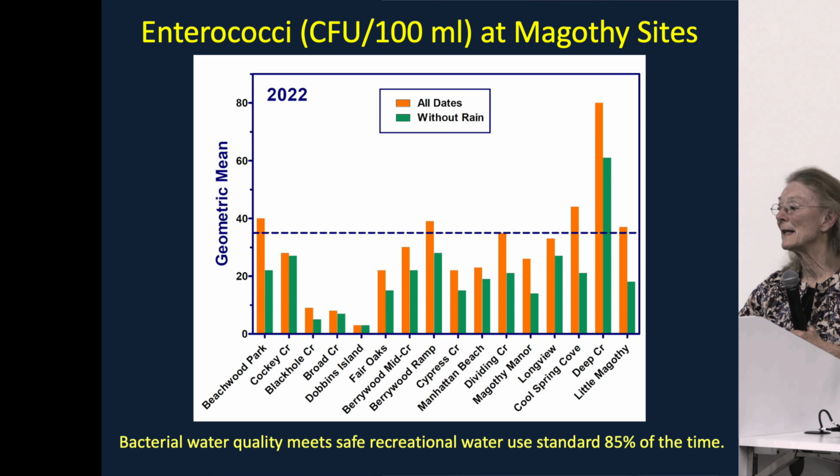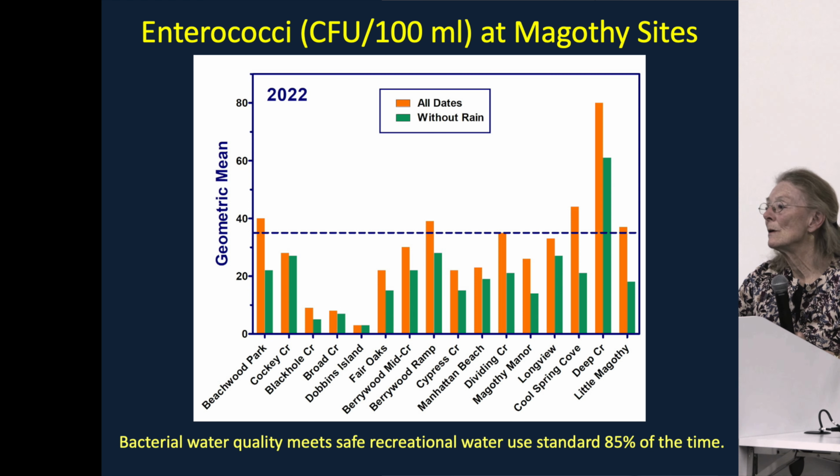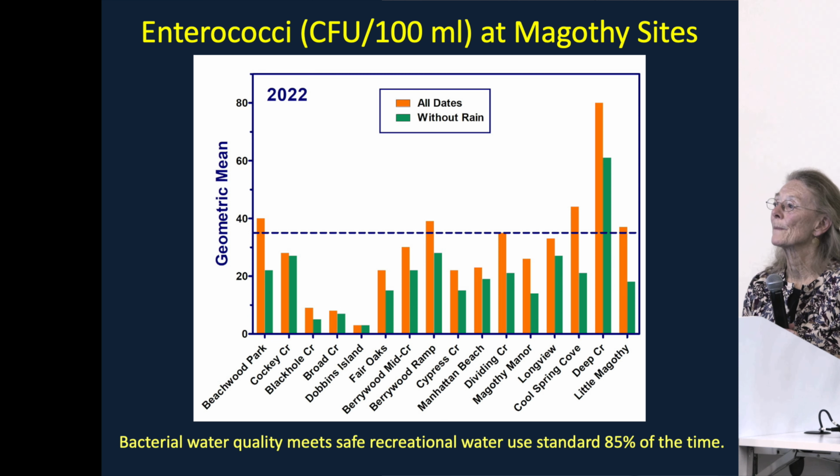So it's an indicator of recent fecal contamination of the water. So I can show you, these are the different sites. I think it's easier, rather than look at these numbers here, to look at the numbers this way. These are the bacterial counts that Tammy's group found for us in '22. These are all the sites that she sampled.